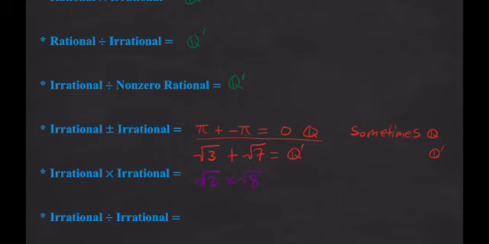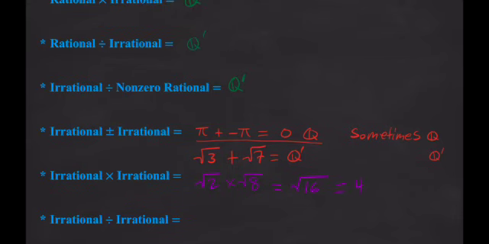Together, whenever you multiply them, square root of 2 times square root of 8, just to give you guys a little bit of a heads up about how we multiply square roots, we just multiply the numbers together. So this would be square root of 16. 16 is a perfect square. 16 is 4 times 4. So square root of 16 is 4. And that is rational. Let's see if we can find a case that would end up being irrational.